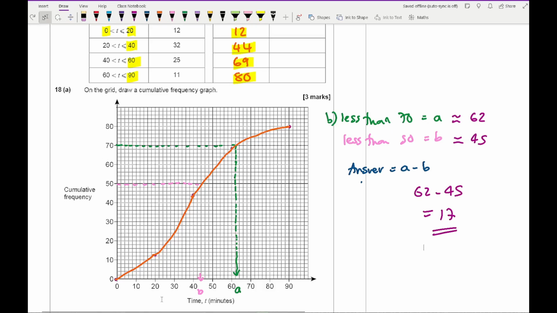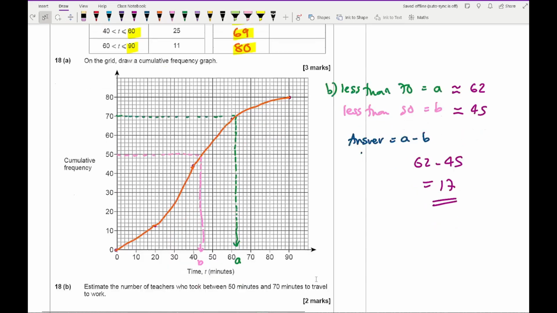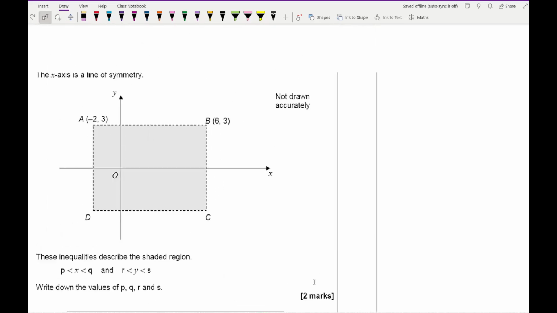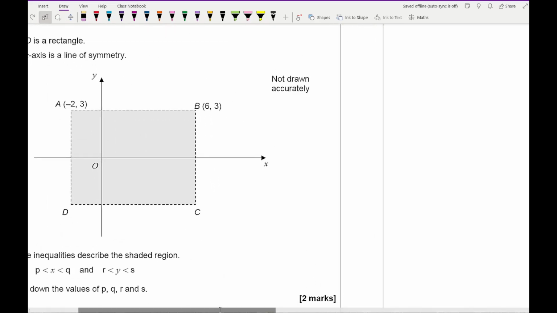But I would say any answer roughly around 15 to 17 is fine, as long as you've marked on your graph where you've got those numbers from, and the numbers of A and B are correct from your graph. You take away the two answers and you should get the 2 marks. So let's just zoom in on the next question.